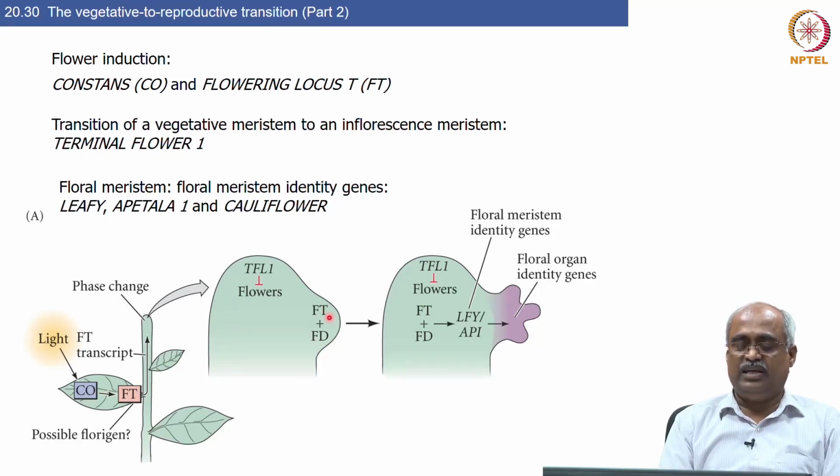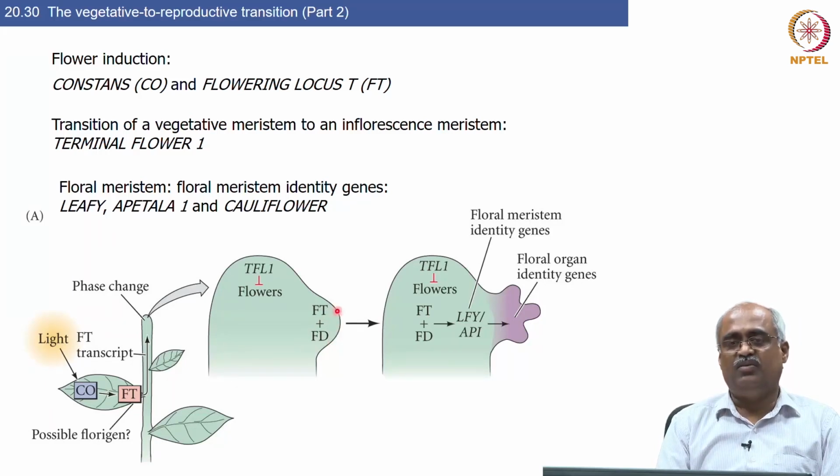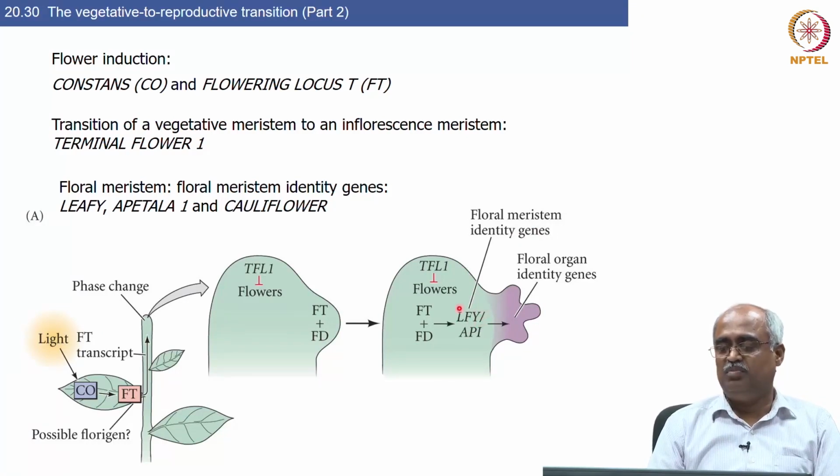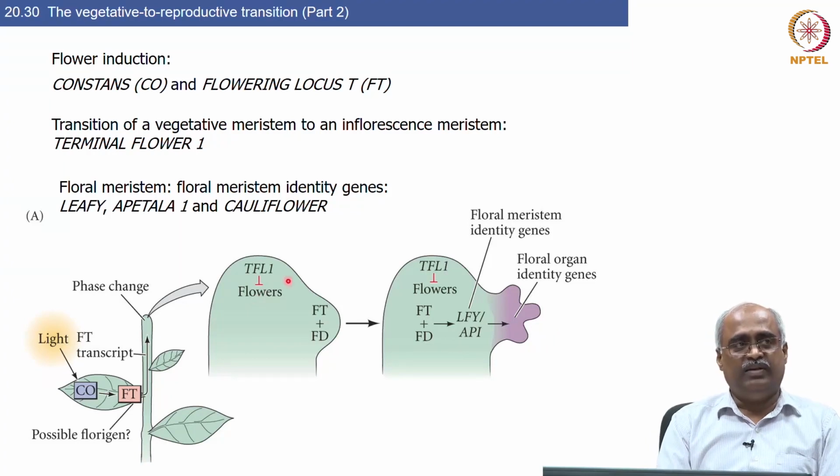And this FT interacts with the transcription factor FD, and that induces the formation of the floral meristems on the side by activating the floral meristem specifying genes. The very well understood and important one is LEAFY, which acts like a master regulator of floral meristem fate. We'll see that in a minute in how the mutant phenotypes look, and they then activate the floral organ identity genes.